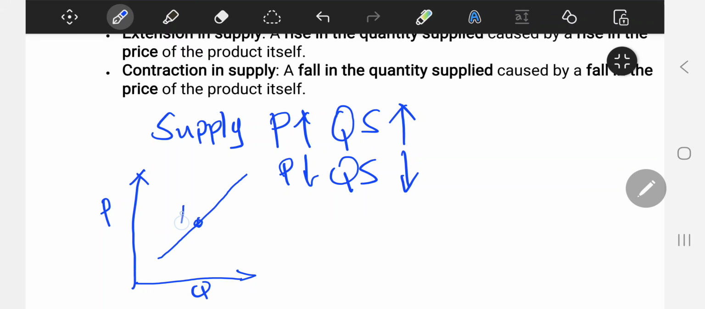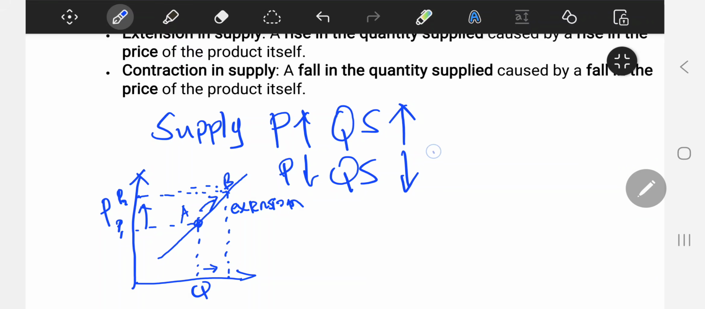If we start at this point A here, and this is this price, in case the price increases to maybe P2, so let's call this P1, the supply is going to increase. So the quantity supplied is going to increase. The quantity supplied goes that way, and price goes that way. And from A to this point is what we're calling an extension. So this is called an extension in supply.